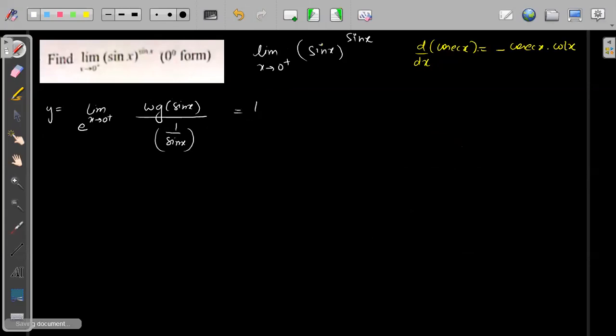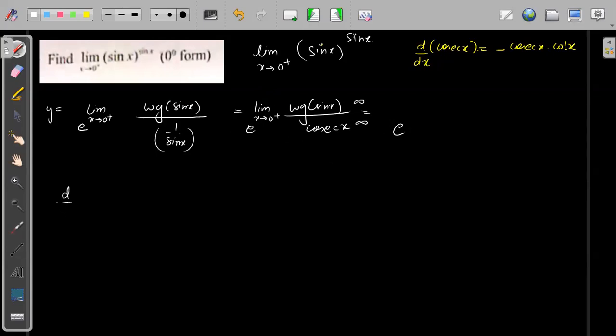So this will become e to the power limit of x tending to 0 plus of log of sin x divided by cosec x. Understood? Now this is infinity by infinity form, so I will simply take the differentiation of numerator and denominator. So this will become e to the power, differentiation of numerator log sin x.